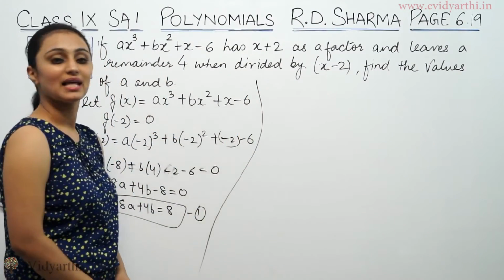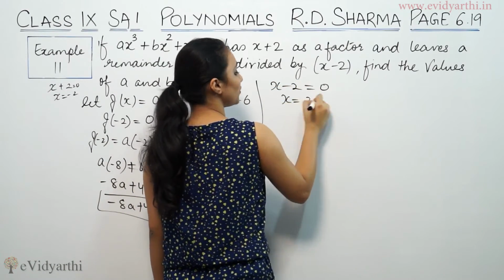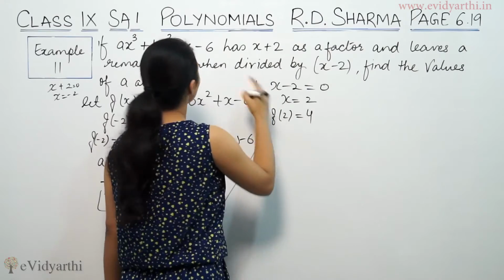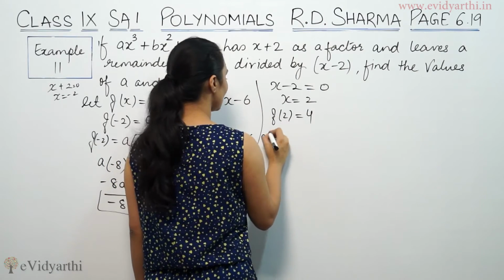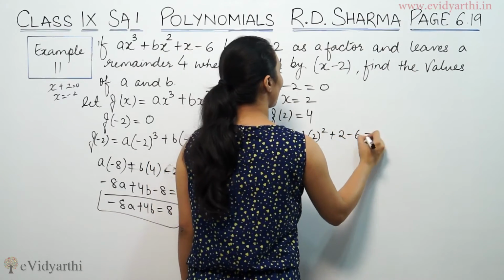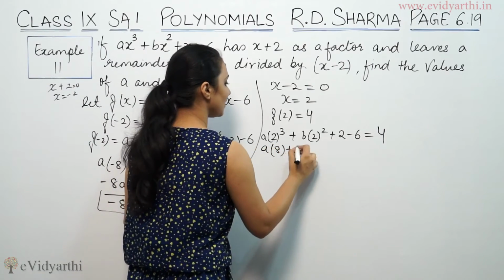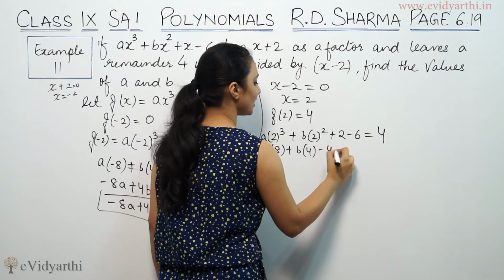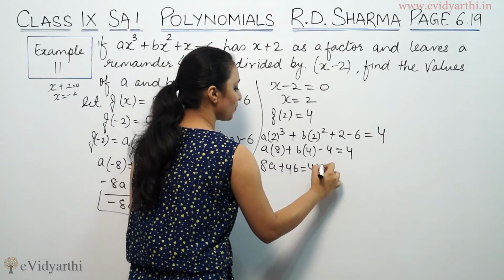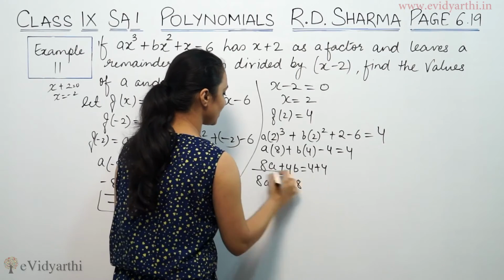So this is x minus 2 is equal to 0. So x is equal to 2. अब f of 2 जब डालेंगे, f of 2 put करने पर remainder is 4. So इस पे 2 put किया. So this is a, 2 का cube, plus b, 2 का square, plus 2 minus 6 is equal to 4. So this is a into 8 plus b into 4. This is minus 4 equals 4. This is 8a plus 4b, 4 plus 4. वहाँ जाके add हो गया. So 8a plus 4b is equal to 8.